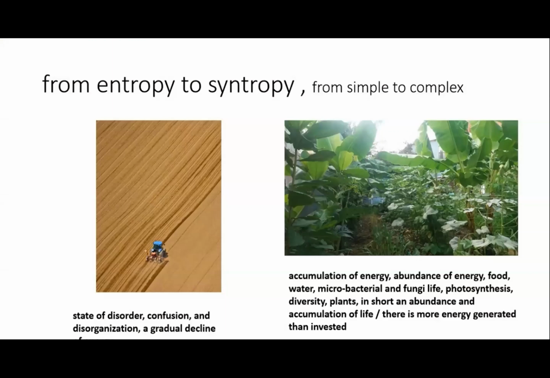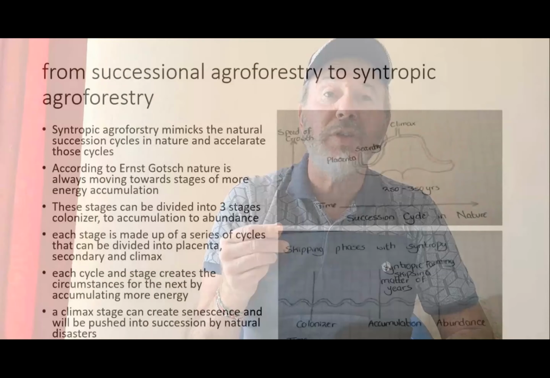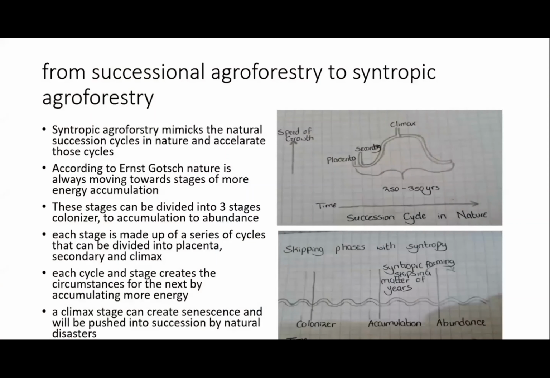The complex situation, accumulation of energy, as I stated already, abundance of energy, food, water, microbacteria and fungi life, photosynthesis, diversity, plants, in short, an abundance and accumulation of life. There's more energy generated than invested. So very important to know, we are moving towards a state of abundance, while normal conventional agriculture is moving backwards in time to the state of entropy, like a desert.